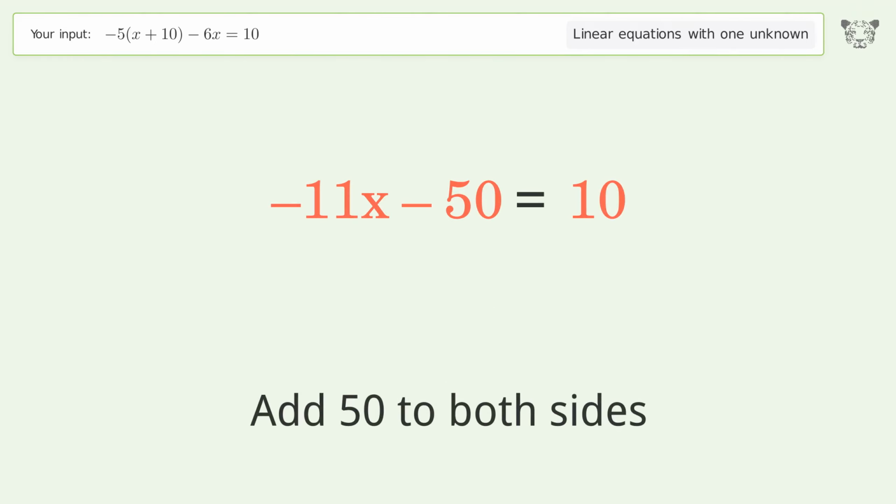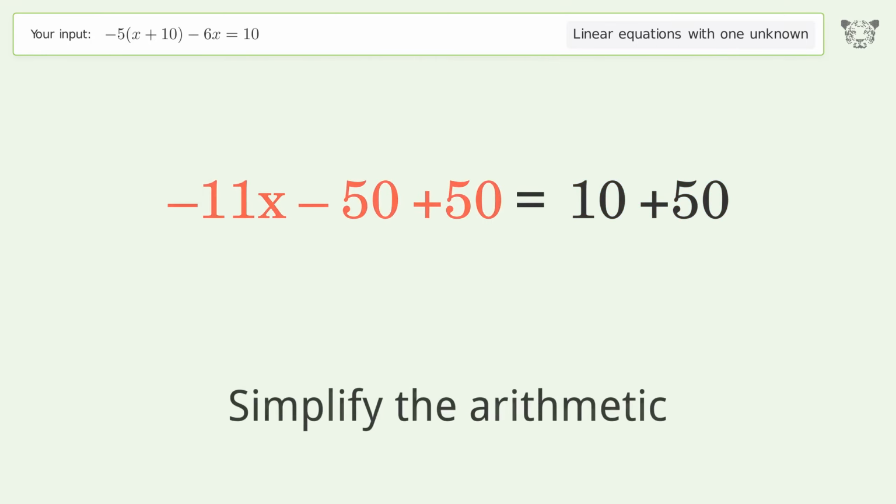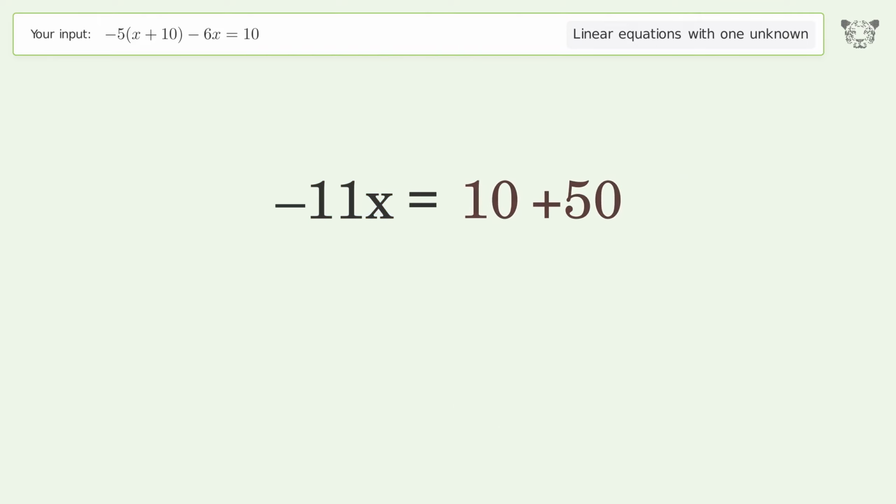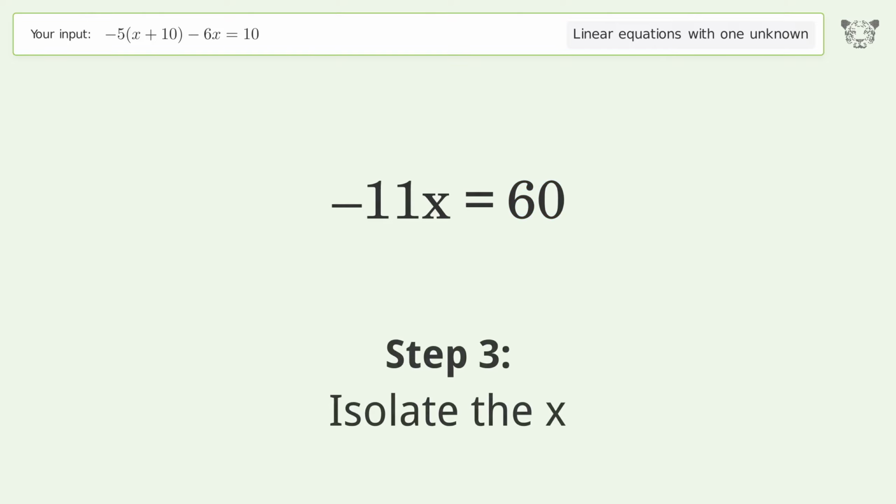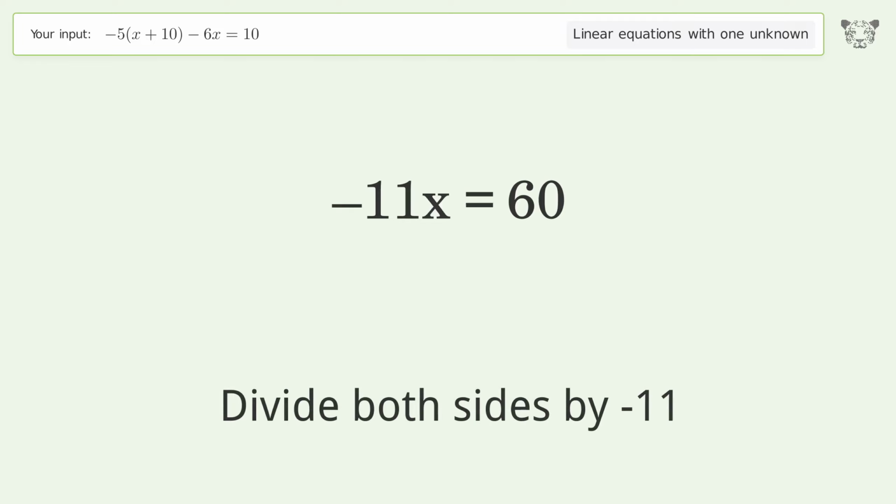Add 50 to both sides. Simplify the arithmetic. Isolate the x. Divide both sides by negative 11.